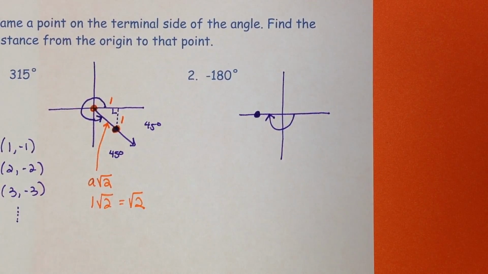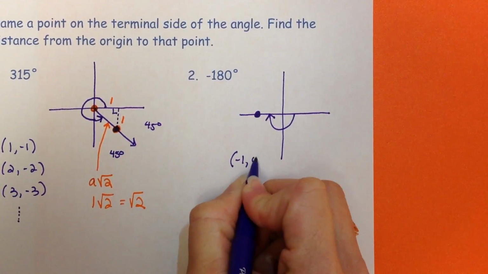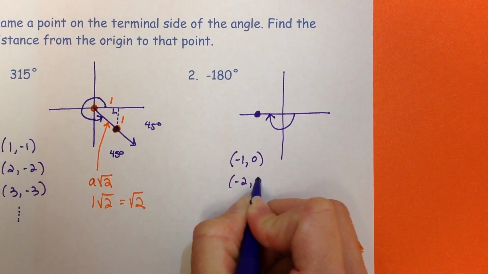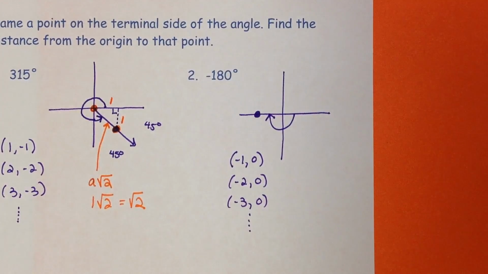Okay, so to get to that point, you're going to have to move to the left, which means your x value will have to be negative, but you're not moving up or down, which means your y value is going to stay at 0. So possible points you could use: negative 1, 0, negative 2, 0, negative 3, 0, and of course you could sit there all day long listing as many of those points as you wanted. So any of those would be correct answers.